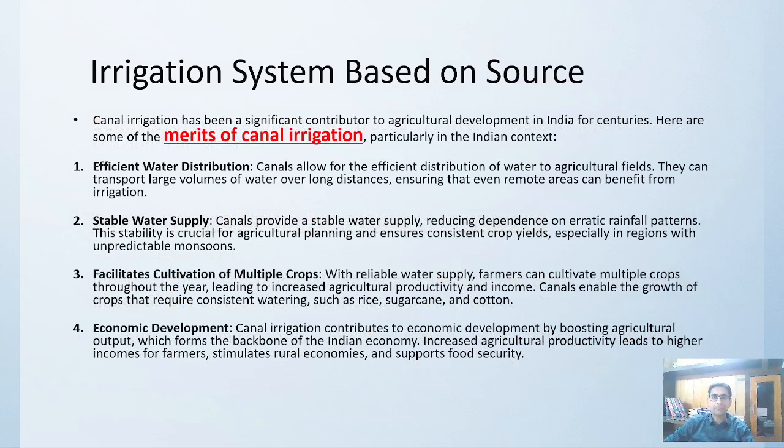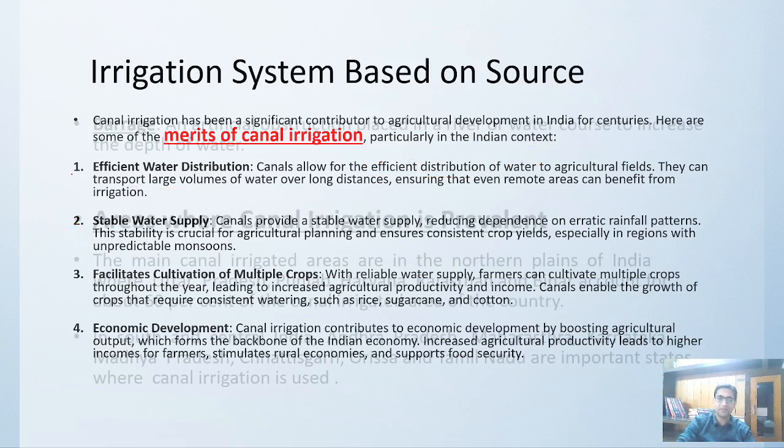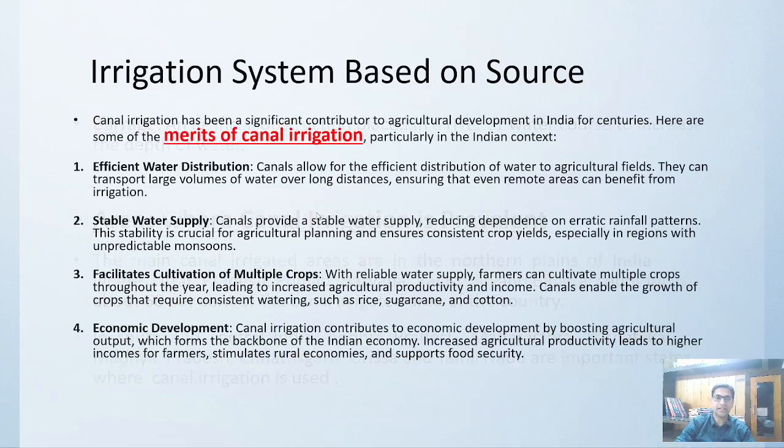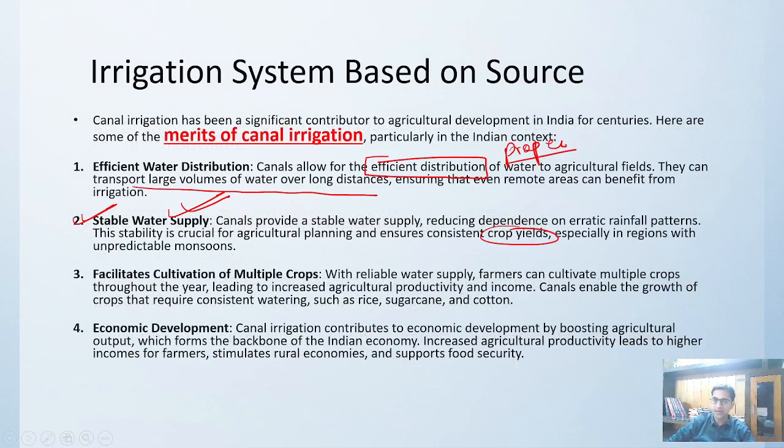Now, there are some merits of canal irrigation. Canal irrigation provides efficient distribution of water, and proper water too. You will get a good water supply and good quality of water, because you can transport a large amount of water over a long distance with the help of a canal. You have a stable water supply if you have a perennial canal. So if a perennial canal is there, you will have a stable water supply throughout the year, so your crop yield will become consistent.